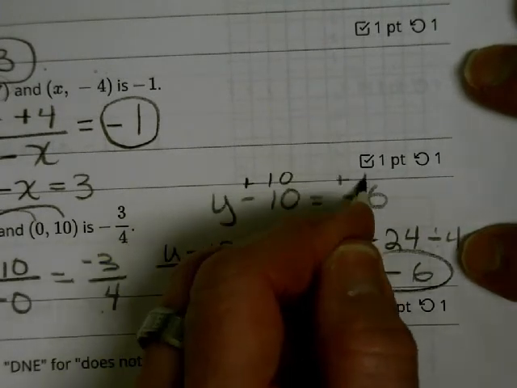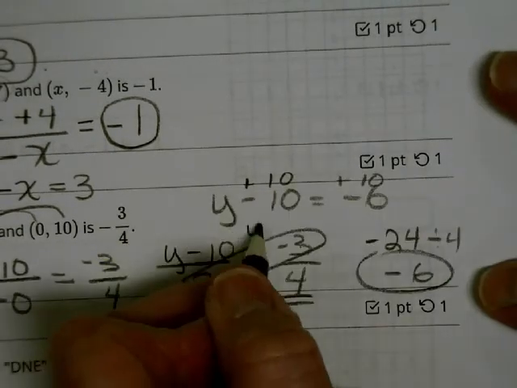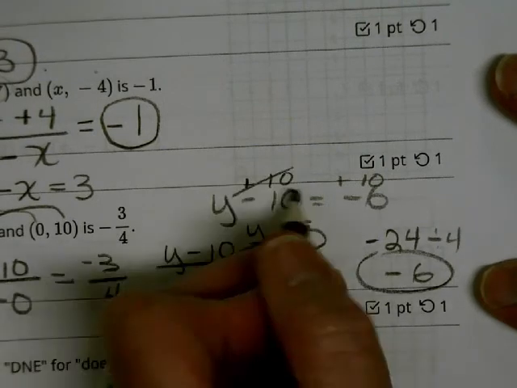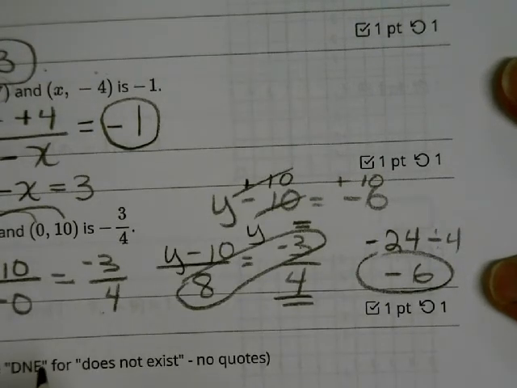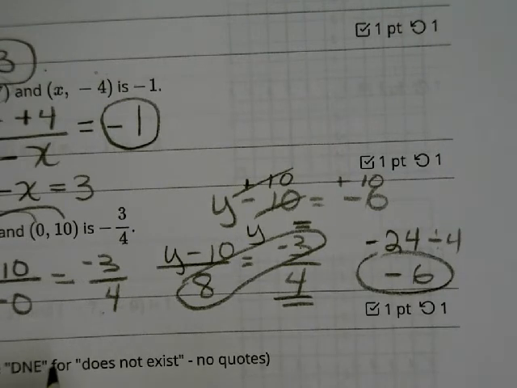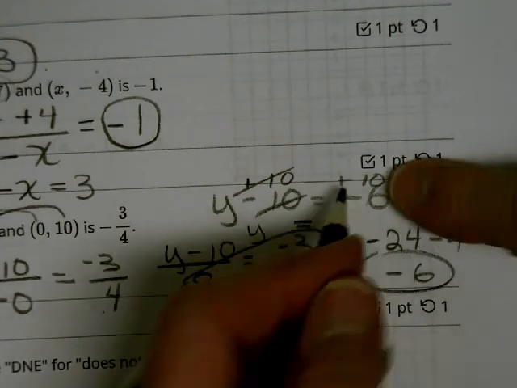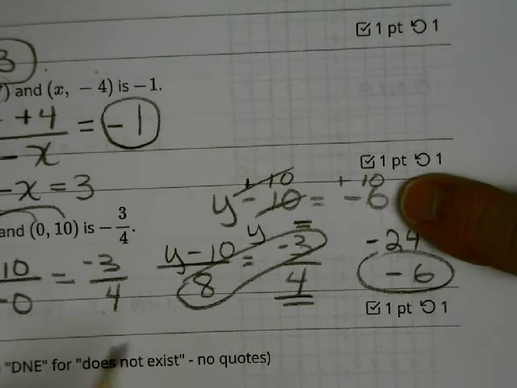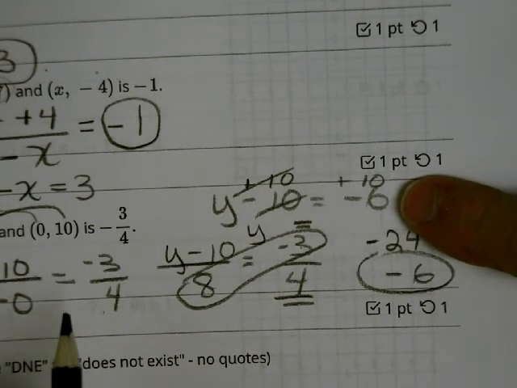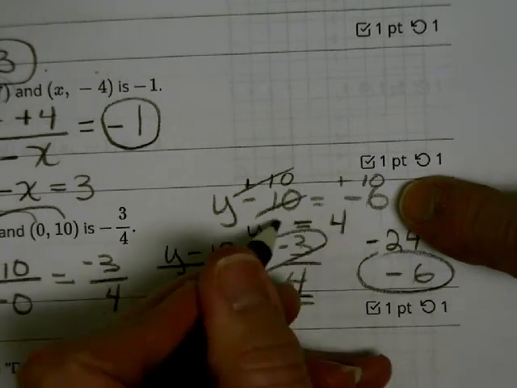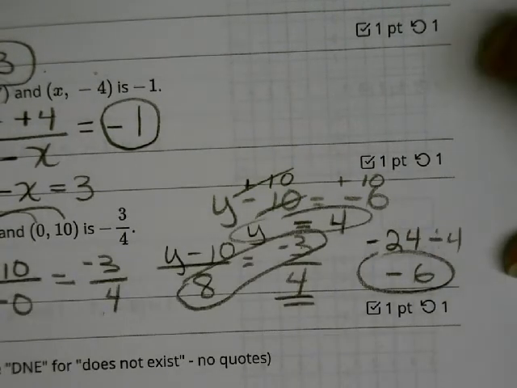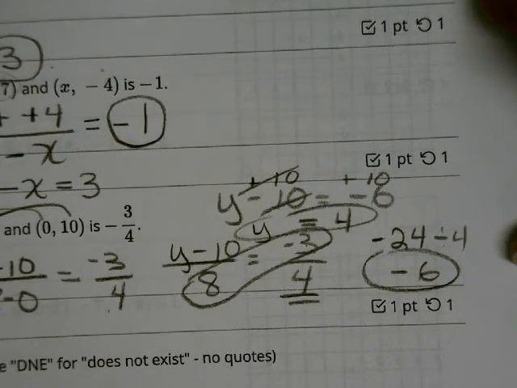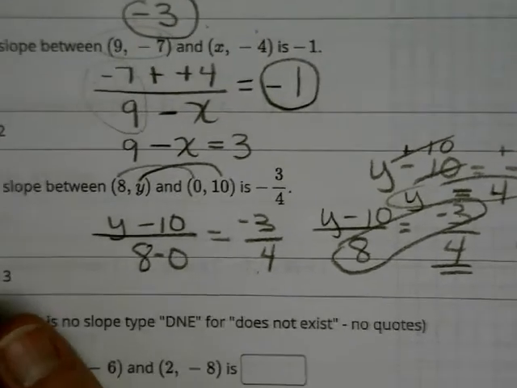So add 10, and what is y? What do we get? What is y? Minus or plus 10. What's a -6 plus 10? 4. Okay, there you go. That was a lot, wasn't it? Yeah.